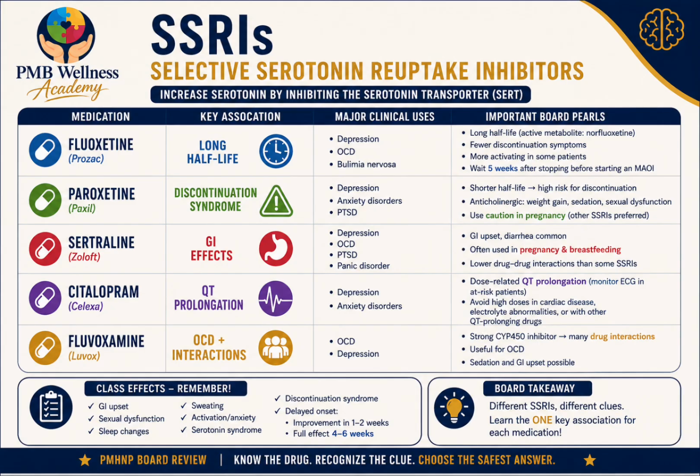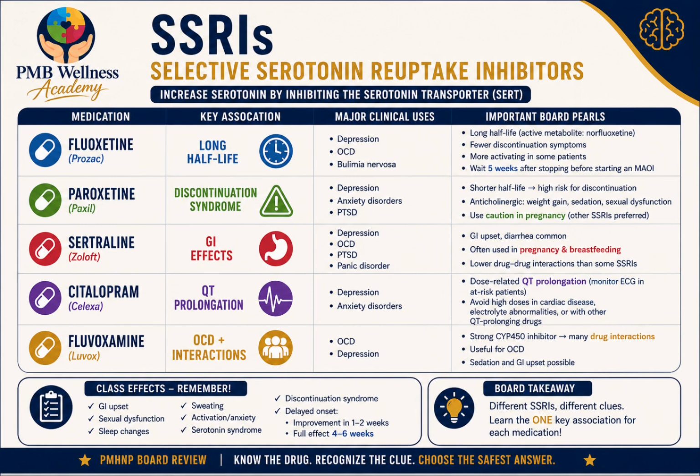Next would be sertraline or Zoloft. Sertraline should make you think GI effects, particularly diarrhea. That's one of its classic medication-specific associations. Sertraline is also commonly considered when antidepressant treatment is needed during pregnancy or breastfeeding, based on individualized risk-benefit assessment. So your quick association is sertraline equals gut drama.